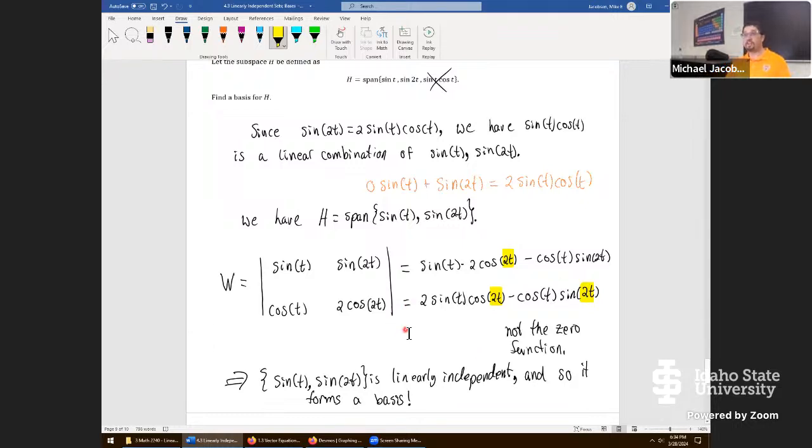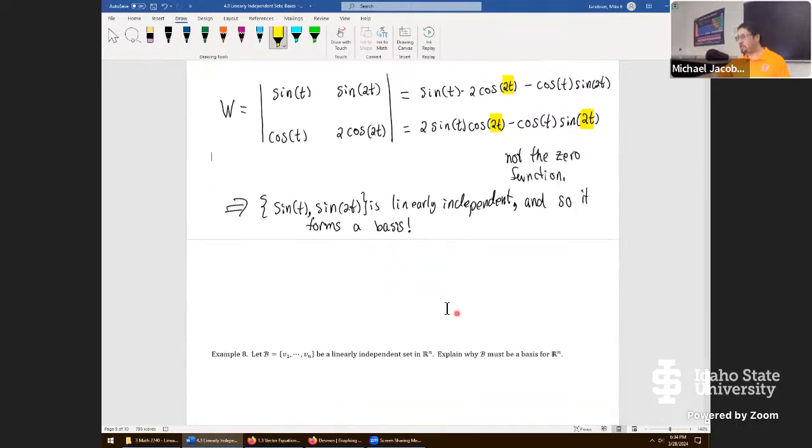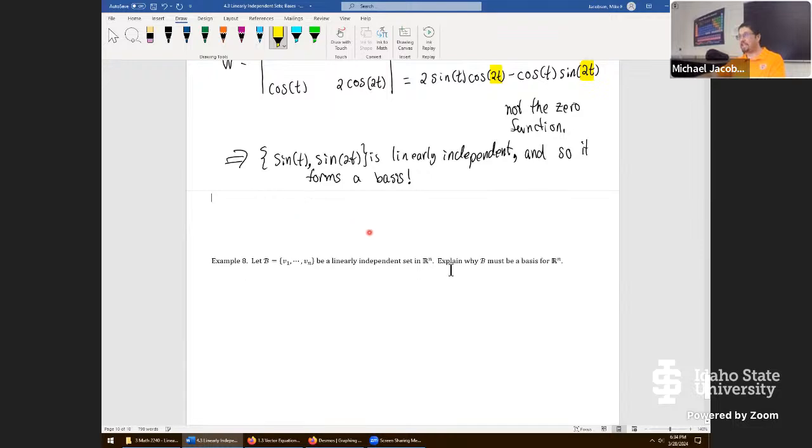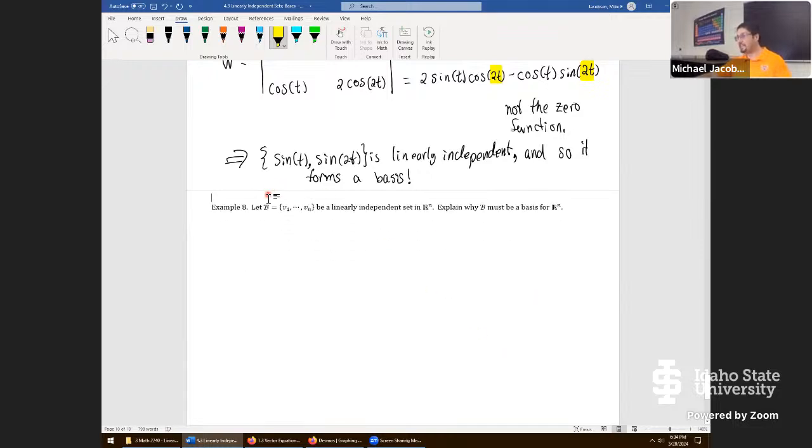Other questions with this one so far? Okay, I think I do have one last problem on the notes. Let's see. Nothing too major, more or less a last side topic before we call it a night. It says, let B, the set of vectors v1 through vn, be a linearly independent set in Rn. Explain why B must be a basis for Rn.